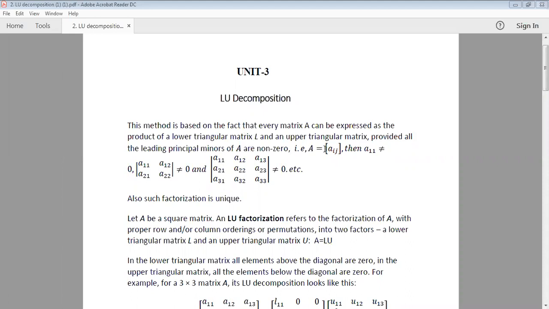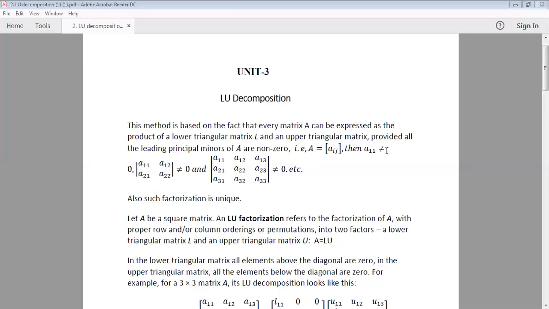That is, A equals Aij, then A11 is not equal to 0, the determinant of A11, A12, A21, A22 is not equal to 0, and the determinant of A11, A12, A13, A21, A22, A23, A31, A32, A33 is not equal to 0, etc. So the meaning is, A is a square matrix here.